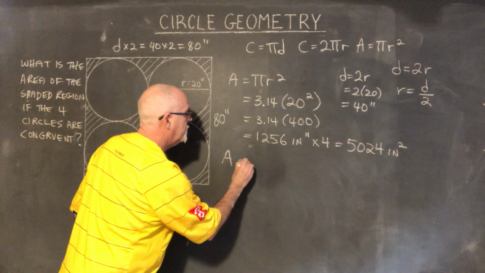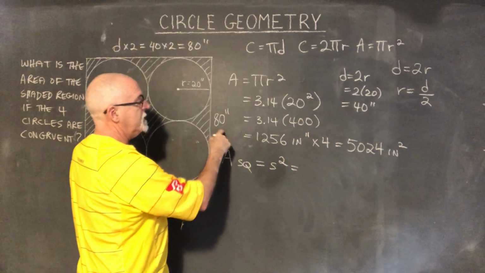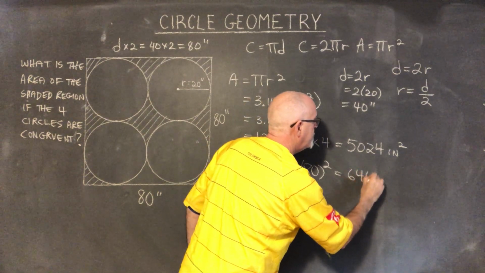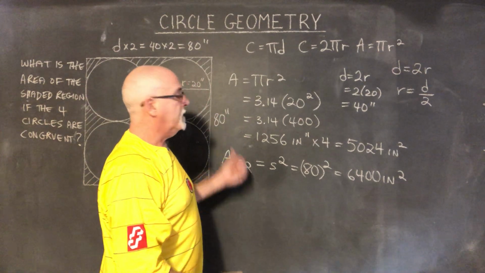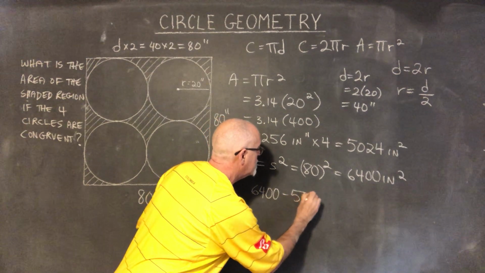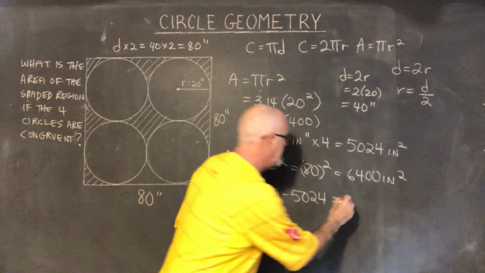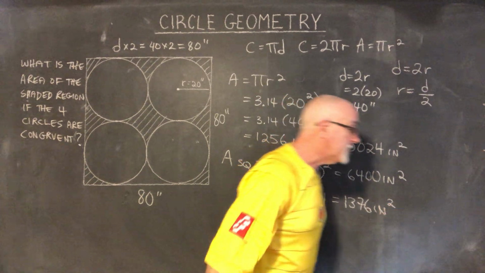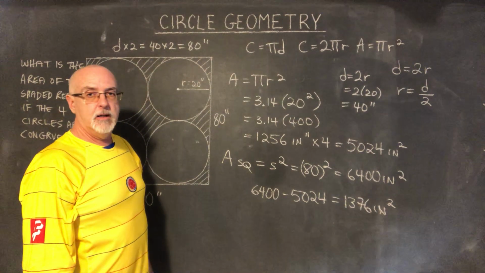So the area of a square is equal to side length squared, which is 80 inches squared, which is 6,400 inches squared. And I got a chalk. Finally, to give the area of the shaded region, I have to subtract 6,400 minus 5,024 equals 1376. 1376 inches squared. And now I will double check. Yes, 1376 square inches. Use calculator as necessary.